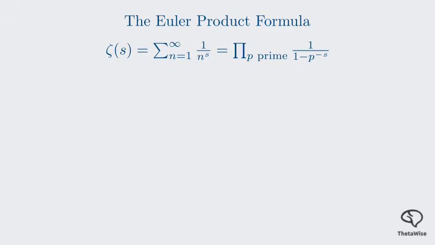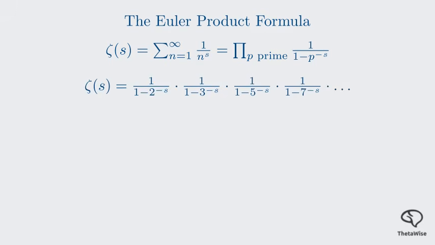It looks like this. First, take the term for the first prime, 2. It's 1 over 1 minus 2 to the negative s. Then you multiply that by the term for the next prime, 3, which is 1 over 1 minus 3 to the negative s. And you just keep multiplying all of these terms together, one for each prime. So what does this mean?